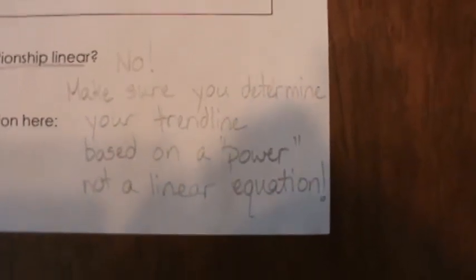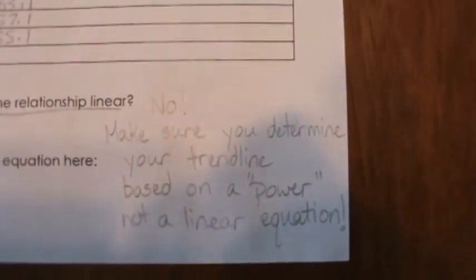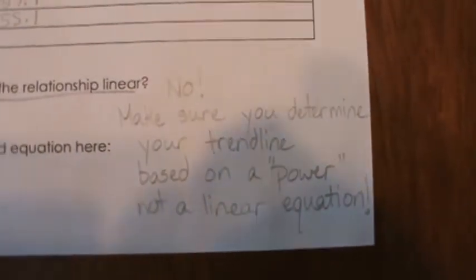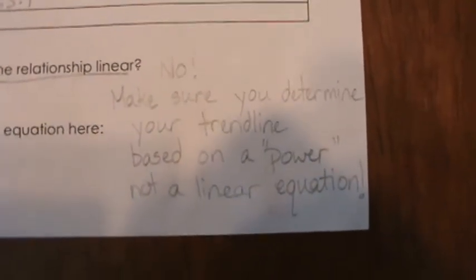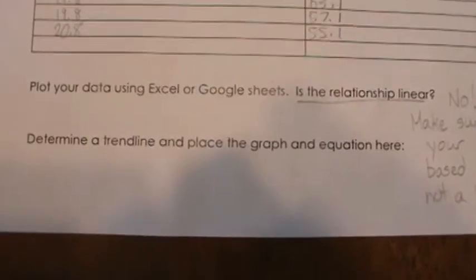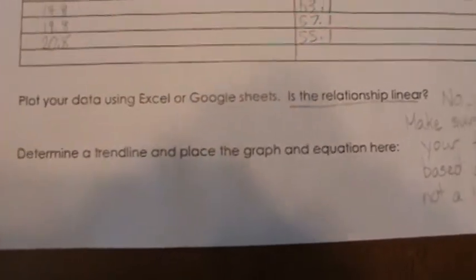And that means that you need to make sure that you determine your trend line based on a power and not a linear equation. So when you go in to attach the trend line, you're going to need to tell whatever program you're using that you need to plot the trend line as a power, not a line. Okay, now you need to determine a trend line and place the graph and equation here. So what I want you to do right here is write down your trend line equation, and add your graph somewhere to what you're doing. All right, now what I'm going to do is I'm going to come over here and we're going to talk a little bit about it.